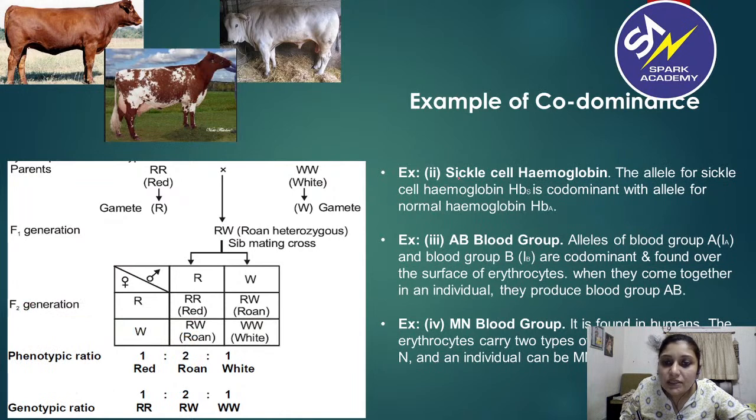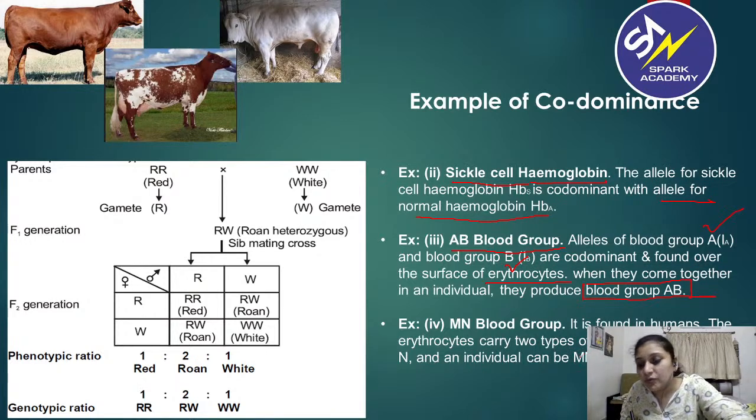Examples of codominance are seen in sickle cell anemia, sickle cell hemoglobin. The allele for the sickle cell hemoglobin HbS is codominant with the allele for the normal hemoglobin. Even in blood grouping, we can see codominance in AB, in ABO blood grouping. When we see a person who is having blood group AB, the allele for blood group A is also expressed, the allele for blood group B is also expressed over erythrocytes. So it is codominance. Even in MN blood group, we can see codominance.